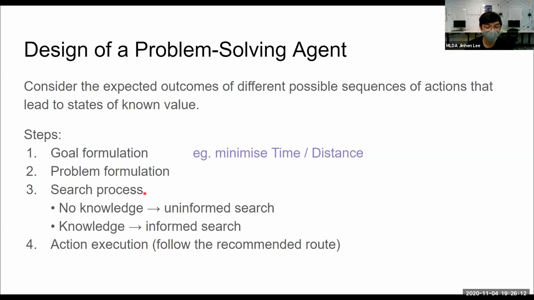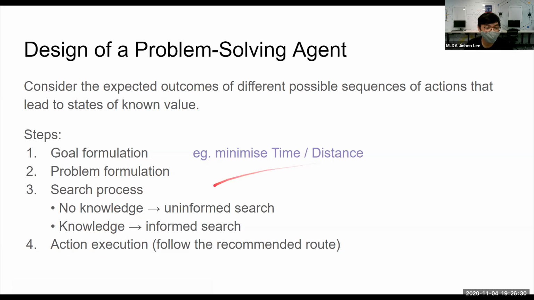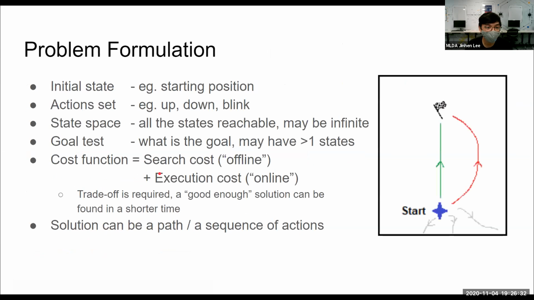So this one, we will talk about it later also, but this is basically the flow of what we are doing. And after we finish the search process, we will have found a solution and we have to execute the solution. So that's when number 4 happens. Okay, so goal formulation, let's say we are minimizing distance.